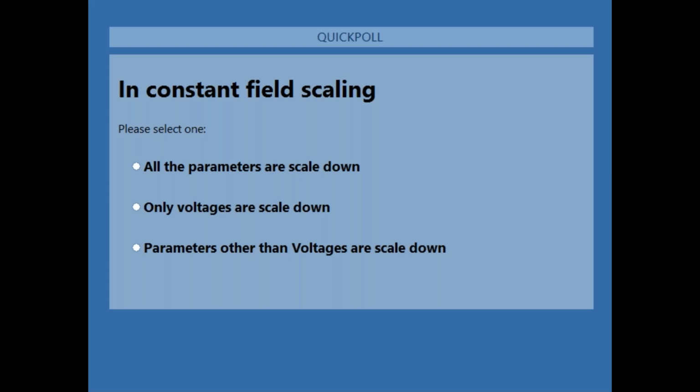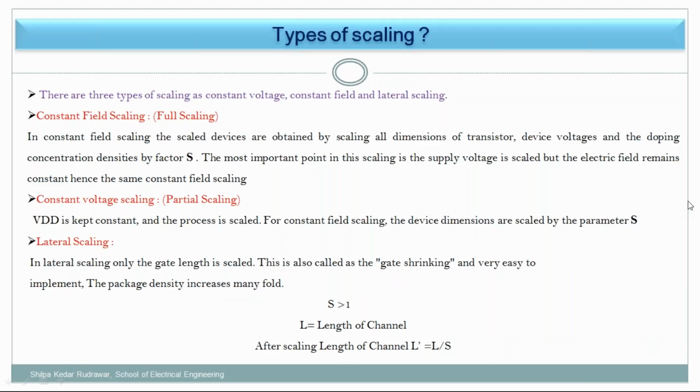I'm closing this poll, only 60% answered. So what is the answer as per your knowledge? In constant field, it is a full scaling, means all the parameters are changed. Okay, so the answer is the first, that is all the parameters are scaled down. I'm launching the second poll.